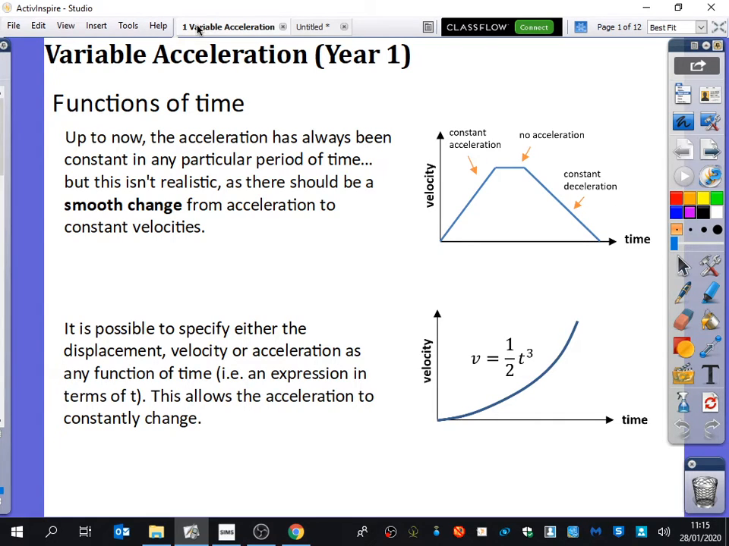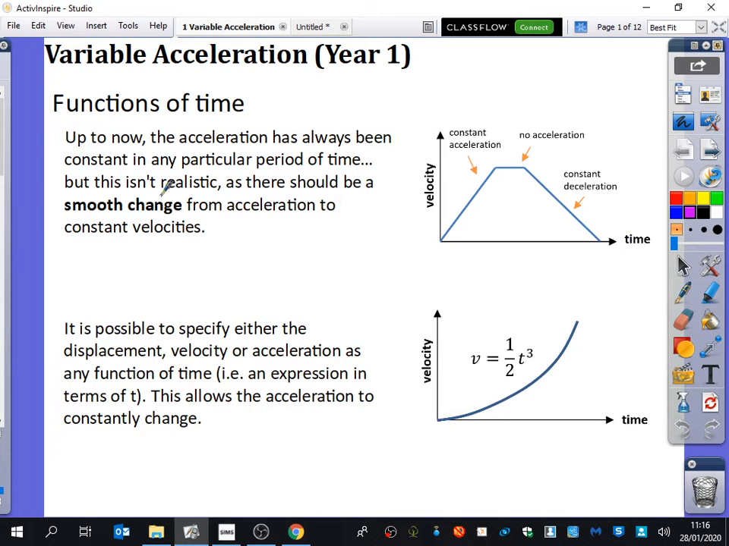So variable acceleration. I've said this is year 1 because we come back to it again in year 13 as well. But we're just going to talk about functions of time. Up until now, the acceleration has always been constant in any particular period of time. Even in this curve that we've got here, I should call it a curve, not really that curvy, there's constant acceleration here, constant acceleration here, constant deceleration here. So there's always constant acceleration for each separate bit.